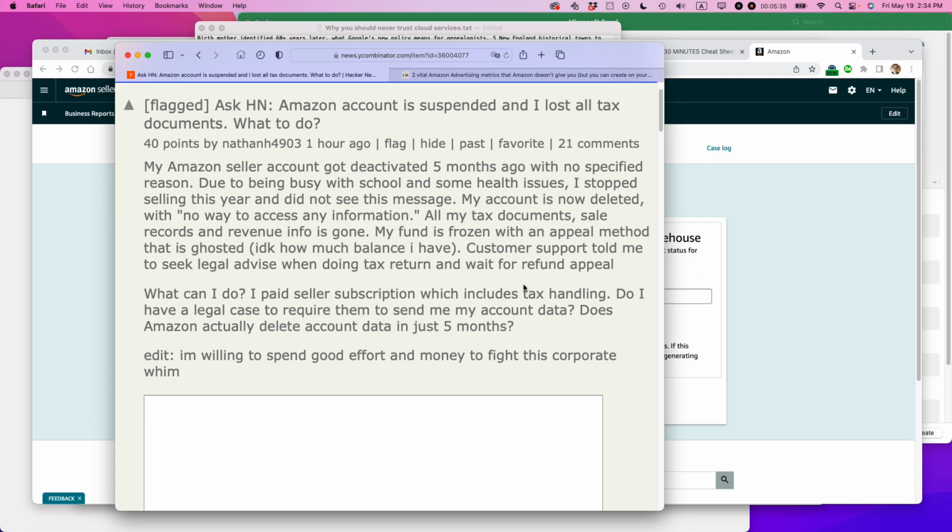But I think that this person hasn't really exhausted the options available to him or her, and then also I don't think that they're quite being open about what really happened here, because it looks like they just stopped paying attention to the account for a long time, and now they're paying the price for it.